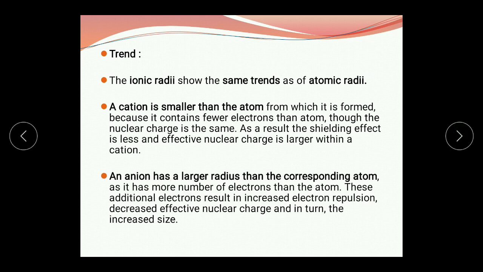a cation. While an anion always has a larger radius, or is larger in size than the parent atom, as an anion is formed by accepting an electron. So it always has more electrons than the atom. Because of these additional electrons, electron repulsion increases among the electrons, and that decreases the effective nuclear charge, and hence the atomic size increases. So this is about ionic radii.